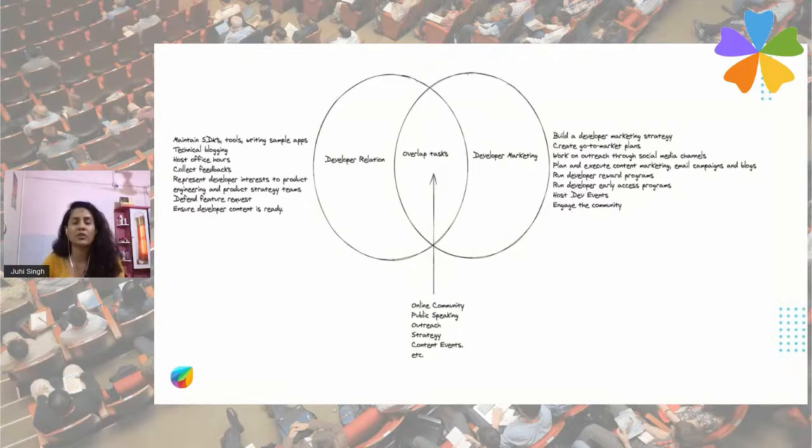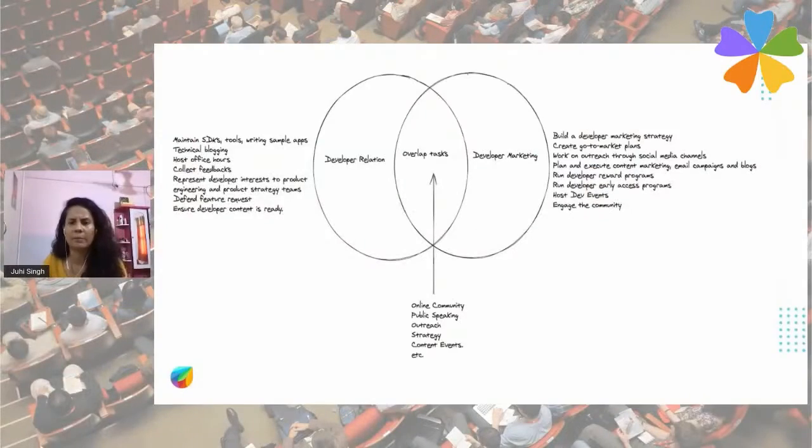If you see, there are two sides. One side is developer relations, one side is developer marketing. The developer relations part is more about technical tasks, like writing sample apps, maintaining SDKs and tools, or hosting office hours to help developers, collecting feedback and making sure that we implement all of the feedback given by our developers, defending feature requests, ensuring that developer content is ready, and that whatever is delivered to developers is perfect, with no mistakes.